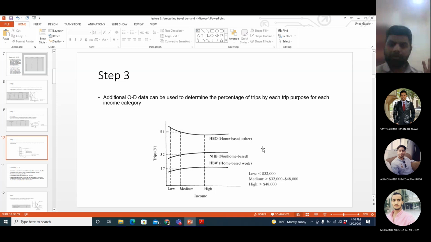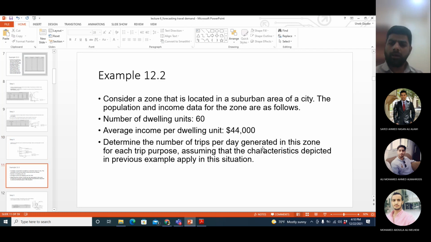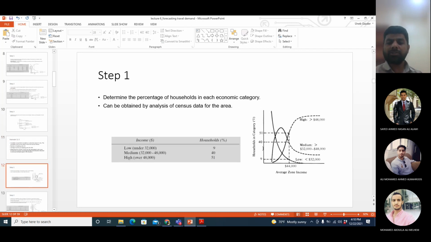If you observe for your term project, I have just restricted you to trips going to work. Work or study means the same thing. Okay. First of all, out of these 60 households, find out the percentage belonging to each income category, and again that will come from census data.